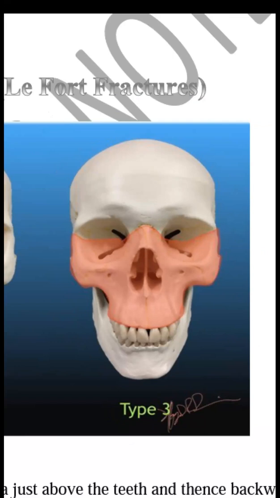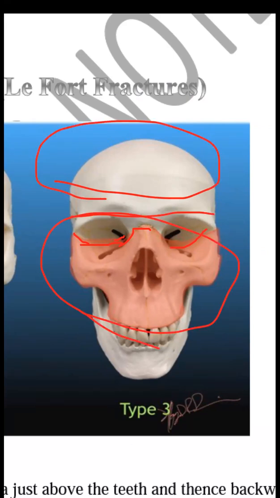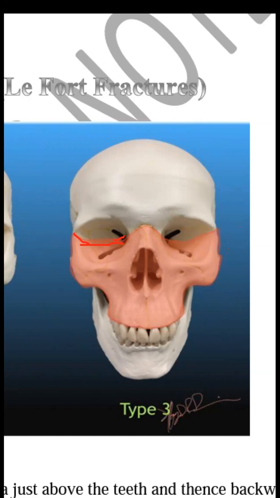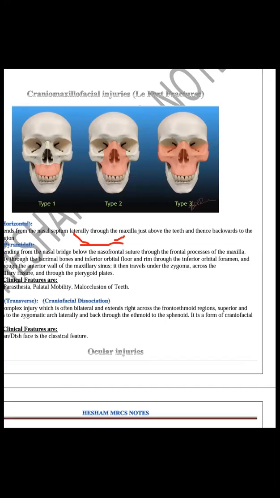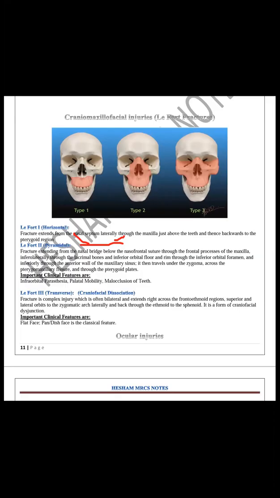This is a fracture which is from the frontonasal, then passes laterally, then it takes the whole orbit, then it takes the sphenoid to ethmoid. This is called the craniofacial dissociation, where the cranium is dissociated from the face. Okay, this is also an important question for the classification of the maxillofacial trauma.